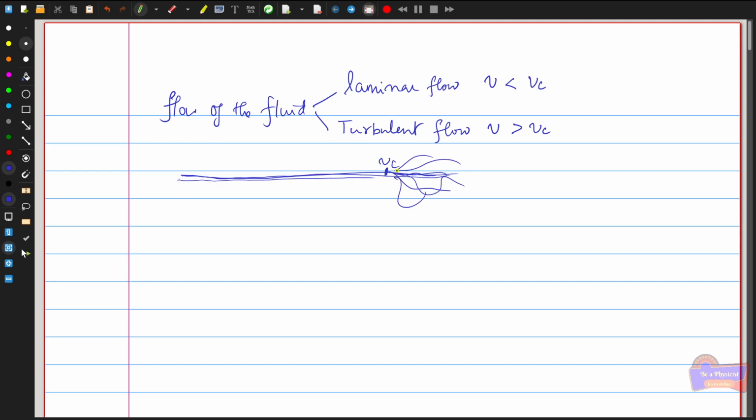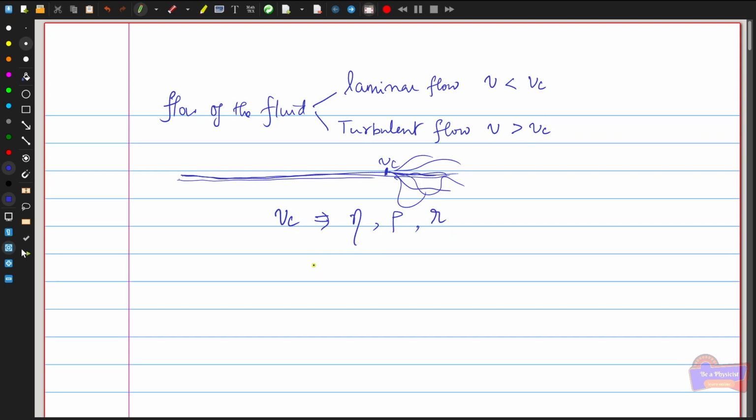The critical velocity of the liquid may depend upon three different properties. Suppose Vc is the critical velocity, which depends on the coefficient of viscosity of the liquid, as well as the density and the radius R of the capillary tube in which the liquid is flowing.